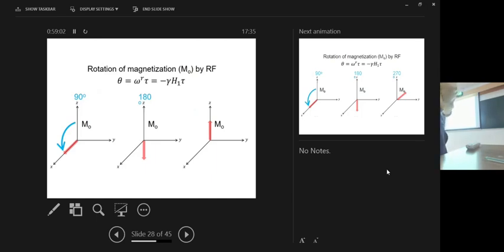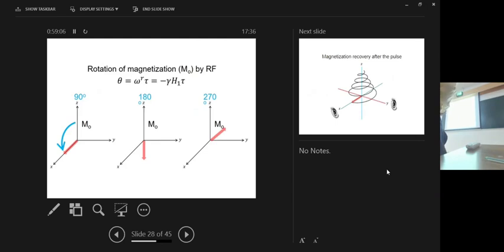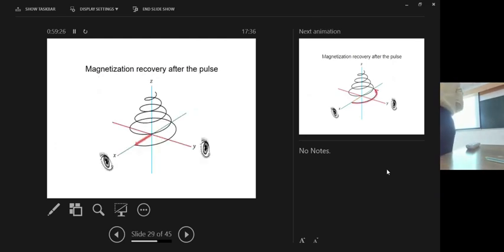If you apply the next one, a 270 degree pulse, then it comes here. So you can place it wherever you want, depending on how much rotation you want. You get this by adjusting the value of tau. With this tau, you can put the magnetization in different positions. You have now created a phase coherence among the various spins as a result of this.